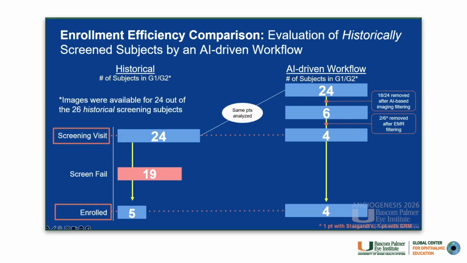One had Stargardt's and the other had an ERM, and that left us with 4 patients that would have quality stamp of approval for screening visits based on this analysis workflow. Comparing enrollment efficiency, the AI-driven workflow again improves efficiency by 4-fold or so over the historical result.